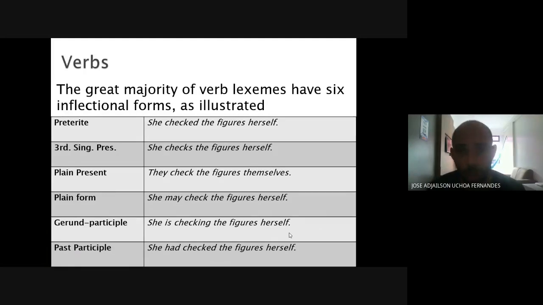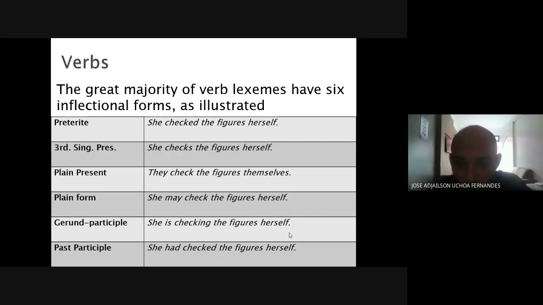Now, the great majority of verb lexemes have 6 inflectional forms as illustrated. And when I mean forms, I'm talking about coincidences like the simple past and the past participle. Sometimes they are coincident, aren't they? Sometimes they are just a final ed, but they are different inflectional forms. Because you learned in morphology that the final ed in I watched the movie yesterday, this final ed in watched is not the same final ed as in I have watched a very nice series, because the second one is present perfect.